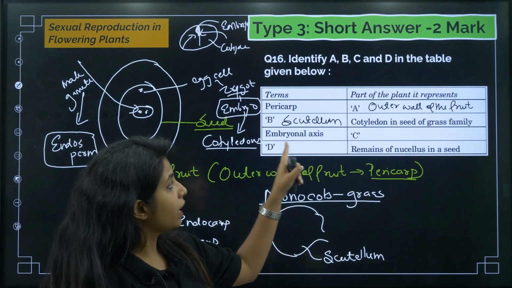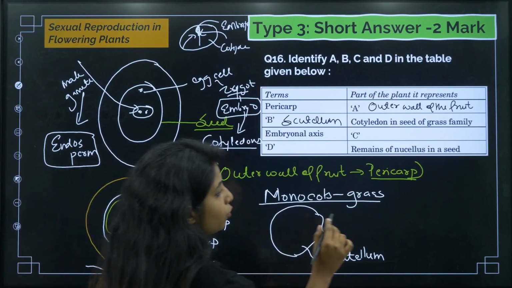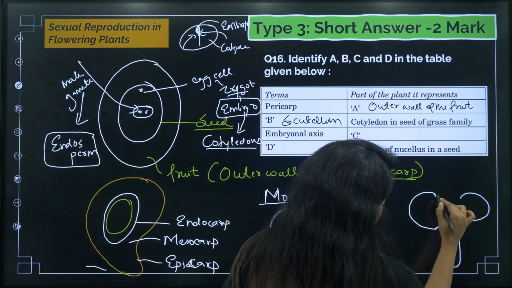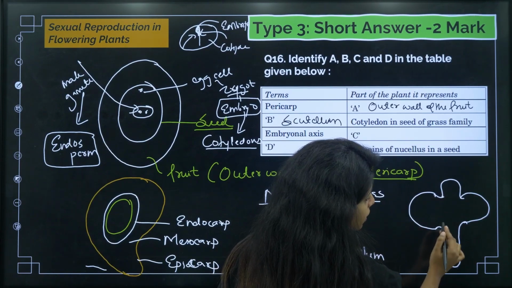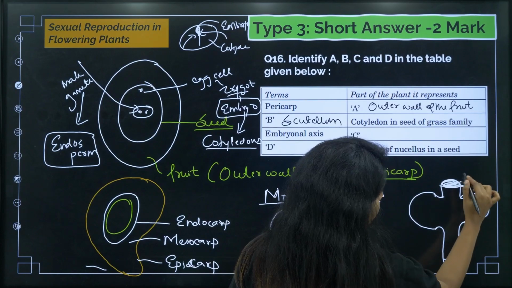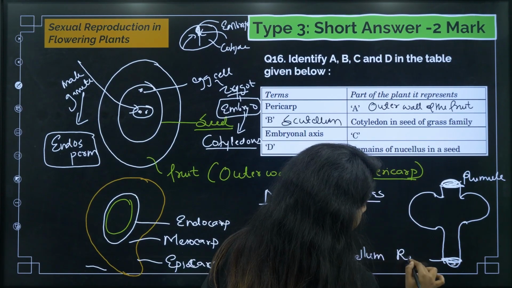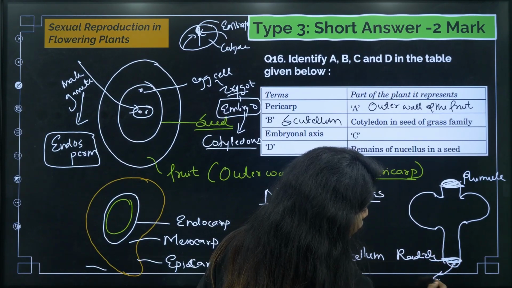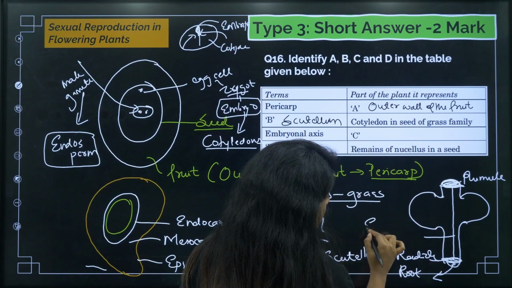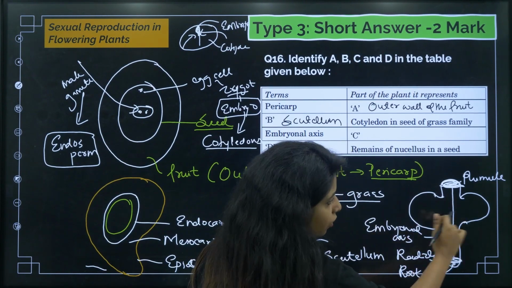Now, embryonal axis. What is the embryonal axis? If two cotyledons are there, there will be an axis like this. These two cotyledons and this particular thing will have a plumule at one end, giving rise to the future shoot, and a radicle at the other end, giving rise to the future root. This particular thing from here to here, you call the embryonal axis. This is for dicots where you have two cotyledons.